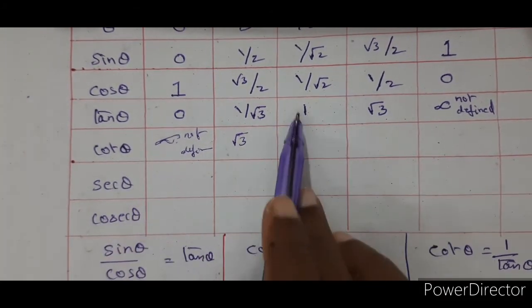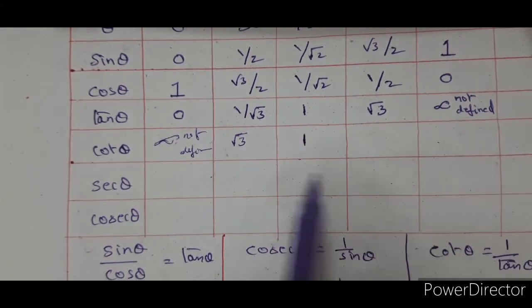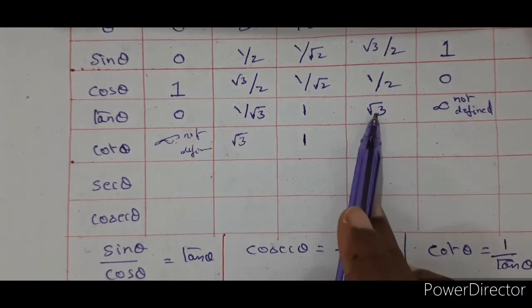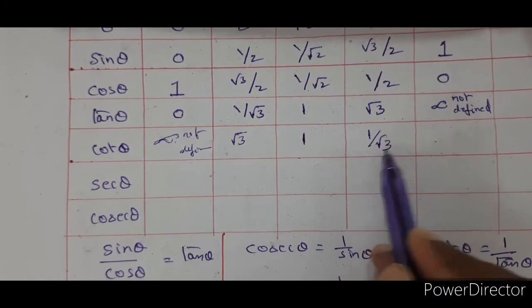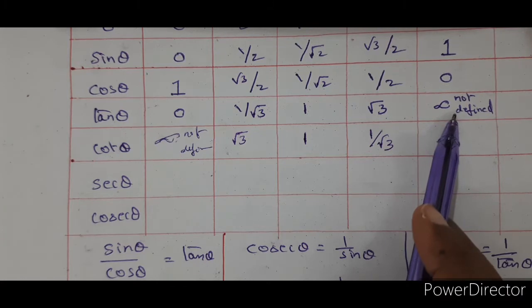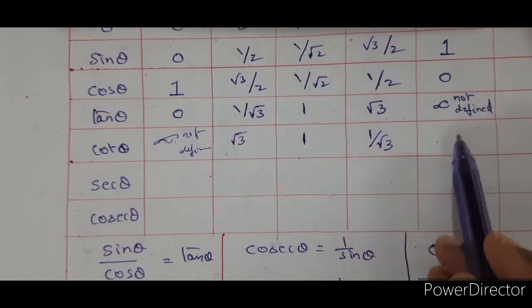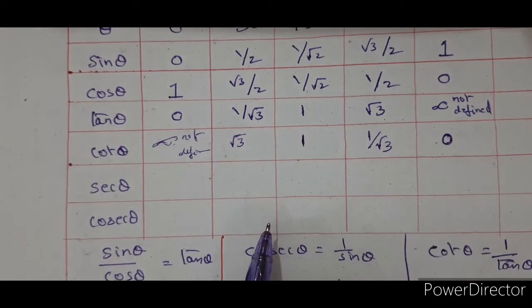Cot 45, 1 by tan 45 is 1 by 1, which is 1. Cot 60 degrees is 1 by tan 60. Tan 60 is root 3, so that is 1 by root 3. Now cot 90 is 1 by infinity, or rather what we call 0 by 1. 0 by something is 0, so 1 by infinity is 0.